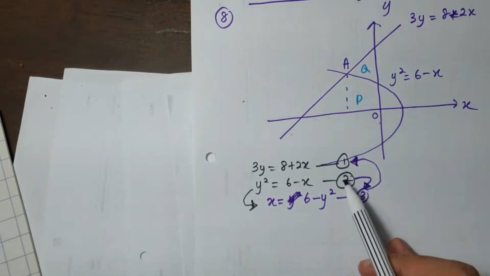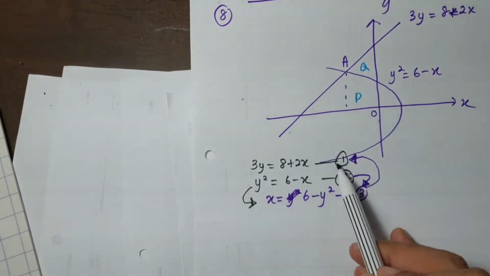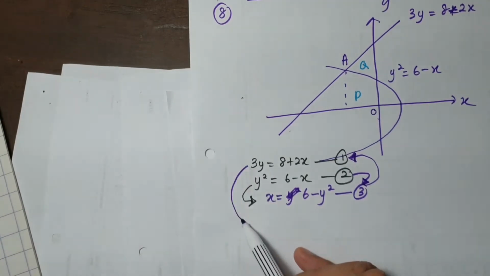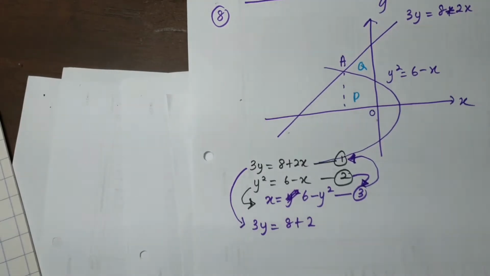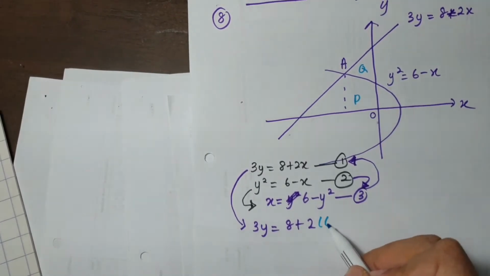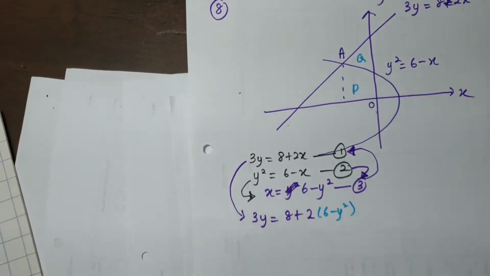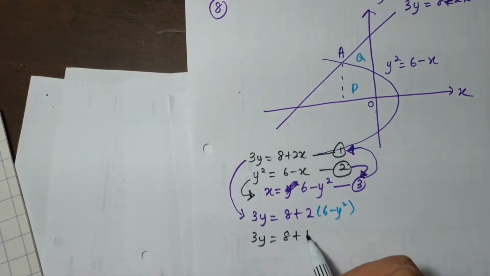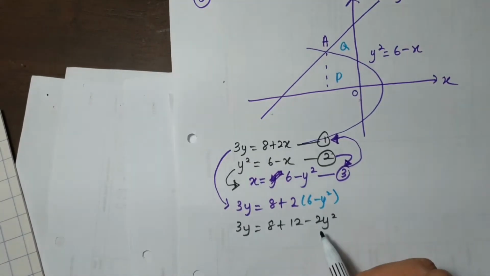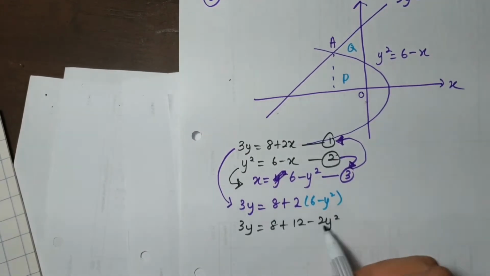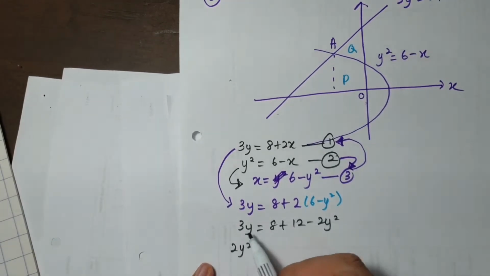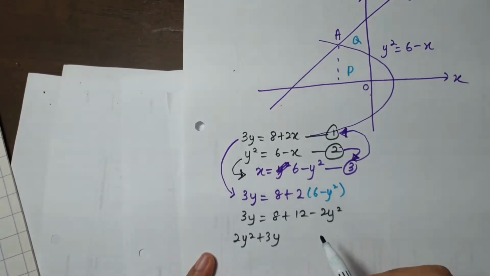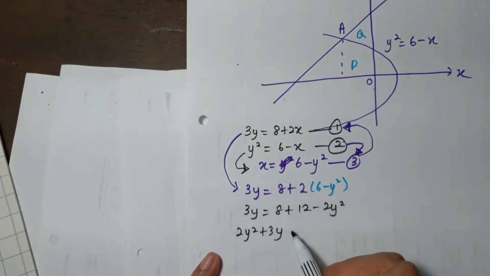Because we went from equation 2 to equation 3, so equation 3 goes into equation 1. So now let's put it in this equation. You have 3y equals 8 plus 2, and your x right now is 6 minus y squared. Okay, so let's expand this: 8 plus 12 minus 2y squared. Since you have a square here, of course you need to factorize, right? So make it positive form. 2y squared, negative becomes positive, plus 3y, 8 plus 12 is 20. 20 brought to the left becomes negative 20.